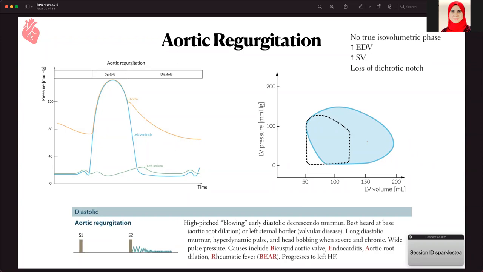Isovolumetric is going to be the start. Plus we're going to have the rapid aortic pressure drop in diastole. This one is going to be an increase in end diastolic volume. With aortic regurgitation, you pump the blood into the aorta, correct? And now it is coming back into the left ventricle. So we have no real isovolumetric phase because you have blood leaking between valves. If I don't have a complete closure of the system, I can't have an isovolumetric phase, and so you're going to see that increase in end diastolic volume.